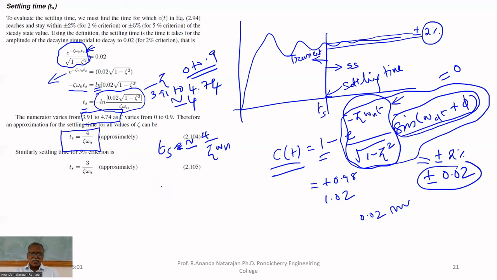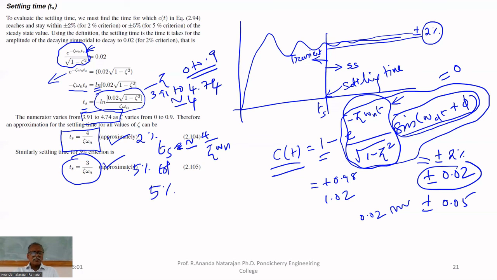If you consider a tolerance of 5%, it means plus or minus 0.05. For 5% tolerance, the numerator approximate value is 3. Therefore, Ts equals 3 upon zeta omega n. In the examination, if they ask for 5% tolerance, you have to consider this formula. For 2% tolerance, you have to consider this formula. This is for 2% tolerance. This is for 5% tolerance.